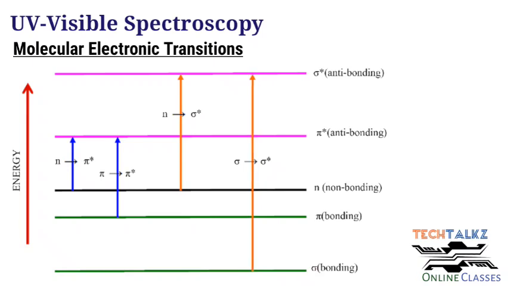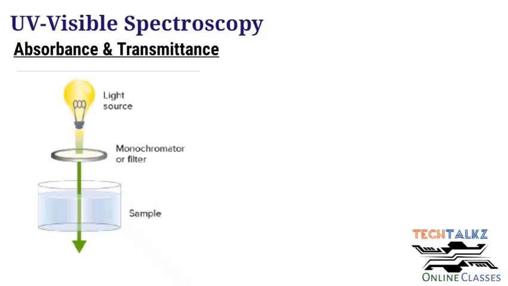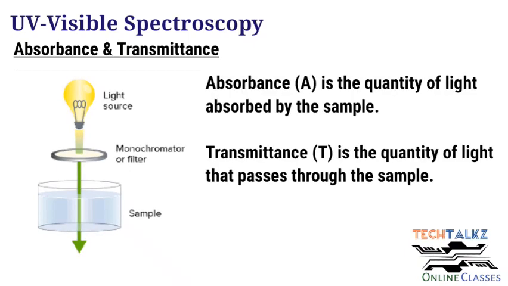The electronic transitions are not the same all the time. They depend upon the energy of the light rays that you pass to the sample. Here I will introduce two terms, absorbance and transmittance. Absorbance is also known as optical density. It is the quantity of light absorbed by your sample. This absorbed energy is used for the electronic transitions. After the absorption, the remaining light rays pass through the sample. The quantity of light that passes through the sample is known as transmittance.